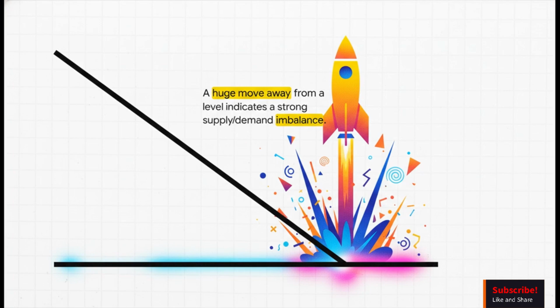And you really want to pay attention to what we call a huge move away. When the price just touches a level and then rockets away from it, that is a massive signal. It's basically the market screaming at you that there's a huge imbalance between buyers and sellers right there. That is a level you want to keep your eye on.